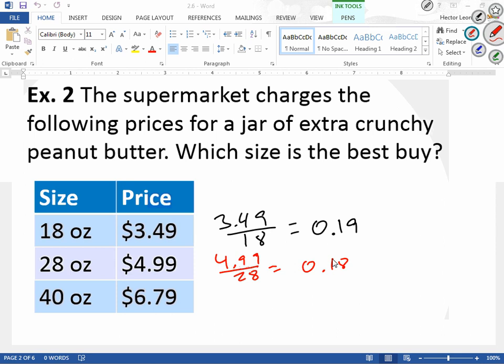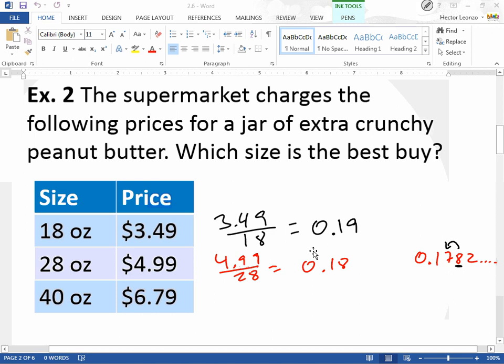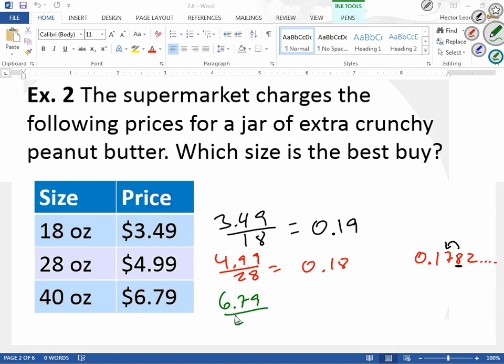So I take a look at the third number. As a matter of fact, when I did this on my calculator, it gave me 0.1782 and some more numbers. I look at the third decimal because it's 5 or more, it pushed the other number up. So that's why I call it 0.18. Now, for my last operation, I want to know how much is 1 ounce. So I'm going to go 6.79 divided by 40. Remember, I want to know how much is 1 ounce.